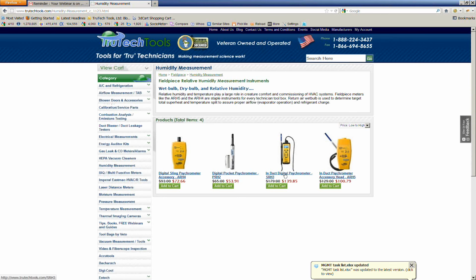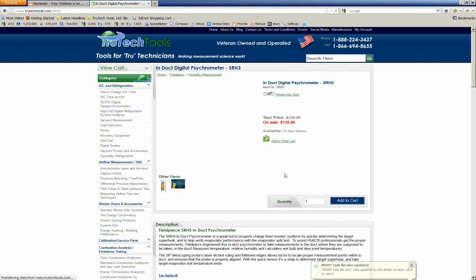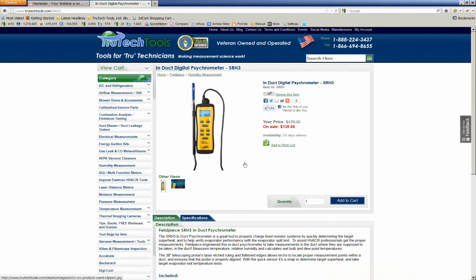There is, too, another instrument that works really, really well for wet bulb supply and return, and it's one we just put up a little while ago here. This is a fairly inexpensive in-duct psychrometer, and you can see it's got an extendable probe on it here, and you can slide that thing out, slide it into the ductwork, and get up into the return, or get further in closer to the blower, closer to the coil.